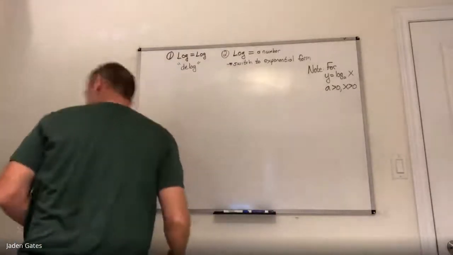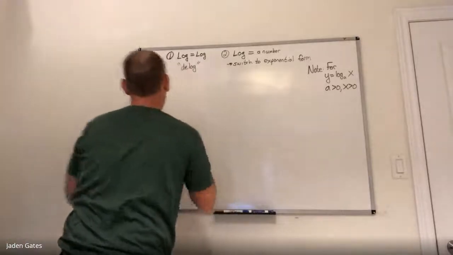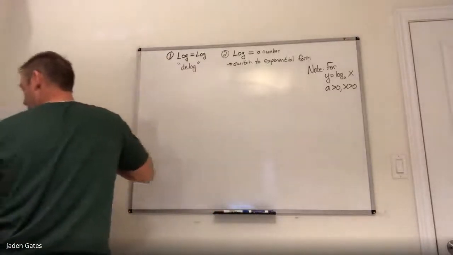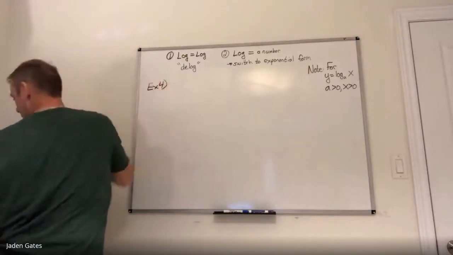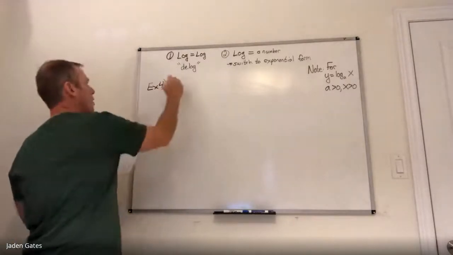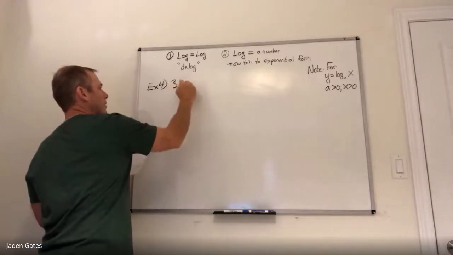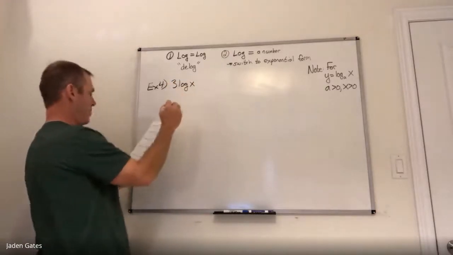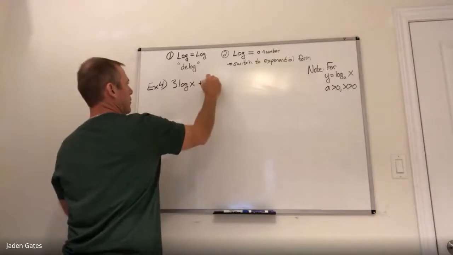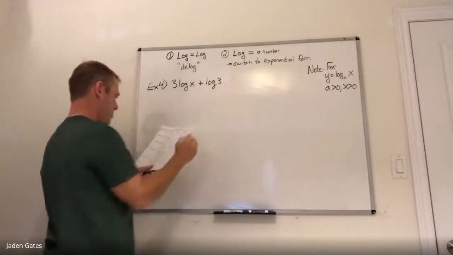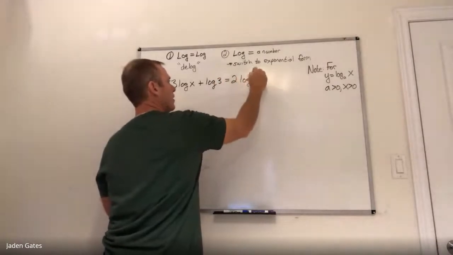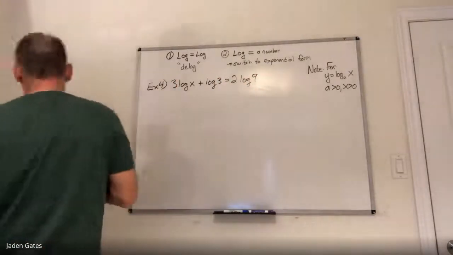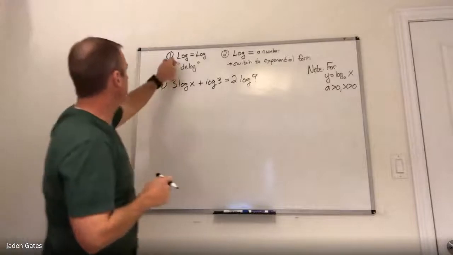All right, example 4, what do we got? We have 3 log x plus log 3 equals 2 log 9. All right, so again, we're looking for the two situations.